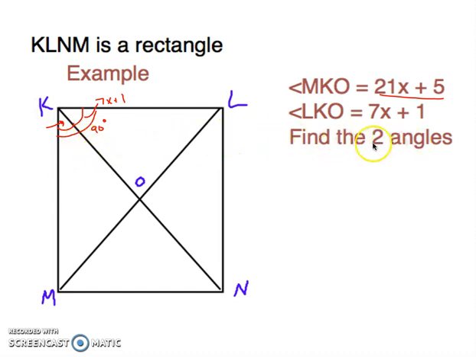So to solve for our two angles here, we would have to add up 21x plus 5 plus 7x plus 1, and you'd have to set that equal to 90. This will let you solve for your x and find the two angles. And you have to remember that angles are only congruent in a rhombus and square.